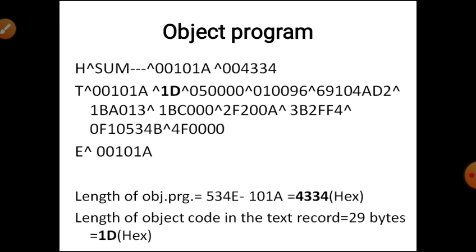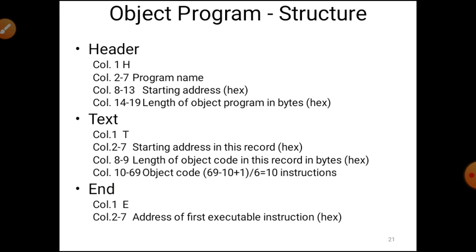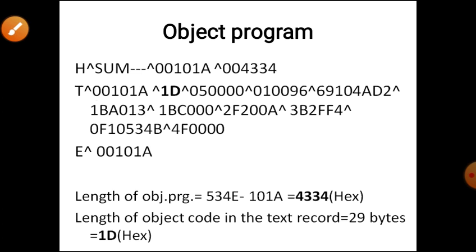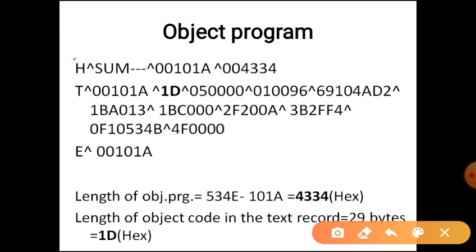If you don't remember, you can see this slide. This is how we have the formats. This is the header record. For the text record, these are the different formats. You can just check it. So start to write the header record. Start with column 1, H, then 2 to 7, name of the program, it is SUM. Next 3 fields you leave blank. As I told, these caps symbols are just to differentiate the different columns.